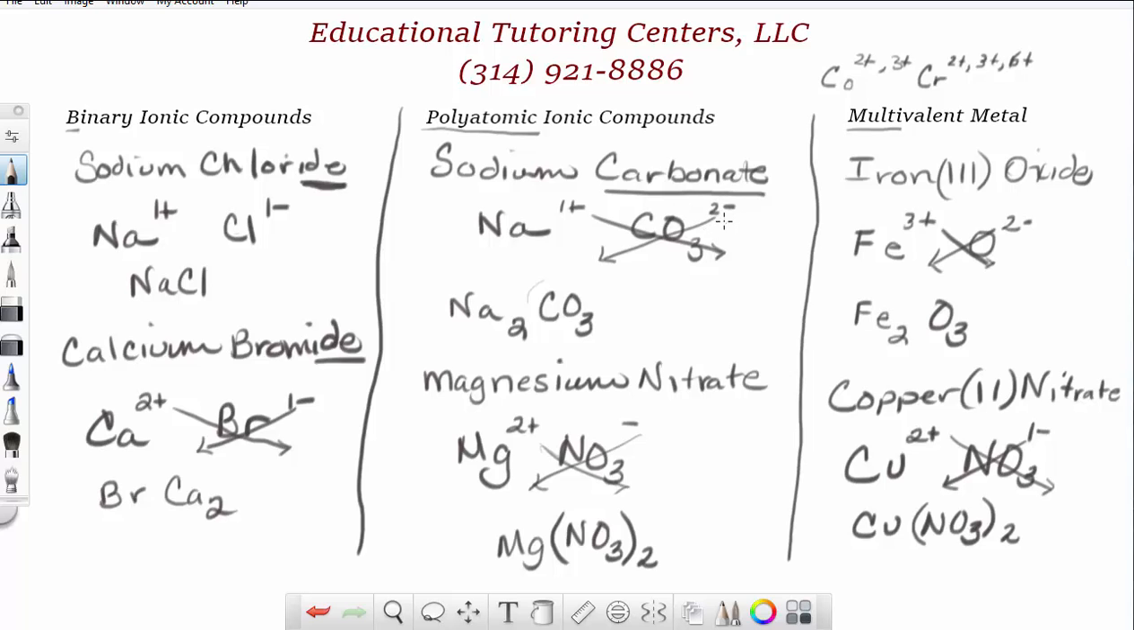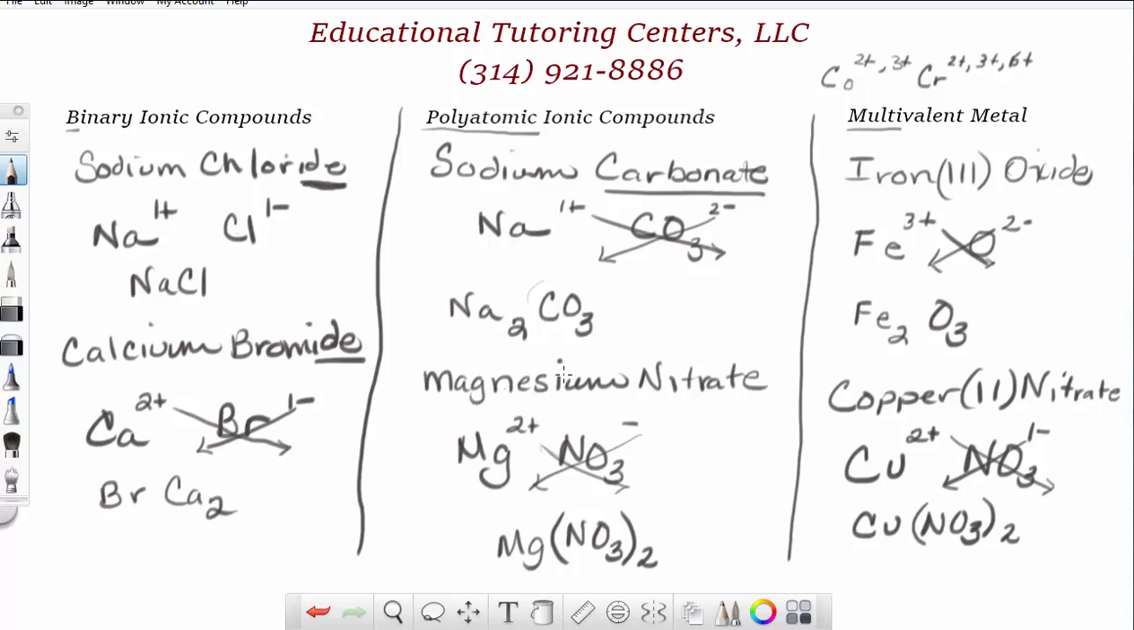That charge will be given to you. You don't have to refer to the periodic table to get that charge. And then you do the crisscross method, and you'll place a 2 down here for sodium, and you would place a 1 here for your carbonate, but since it's 1, you don't have to write it. Now let me show you what happens when that charge that's being brought down as a subscript is not a 1 when you're working with polyatomic ions.